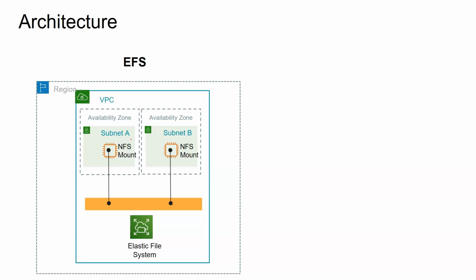It does not matter in which AZ your EC2 instances are. You can use your elastic file system, and whatever files are there, both EC2 instances would see these files at the same time, and they can modify these files as well.